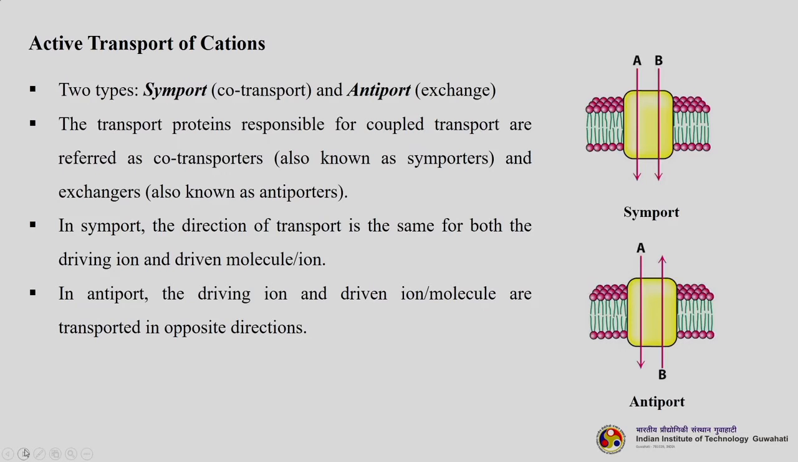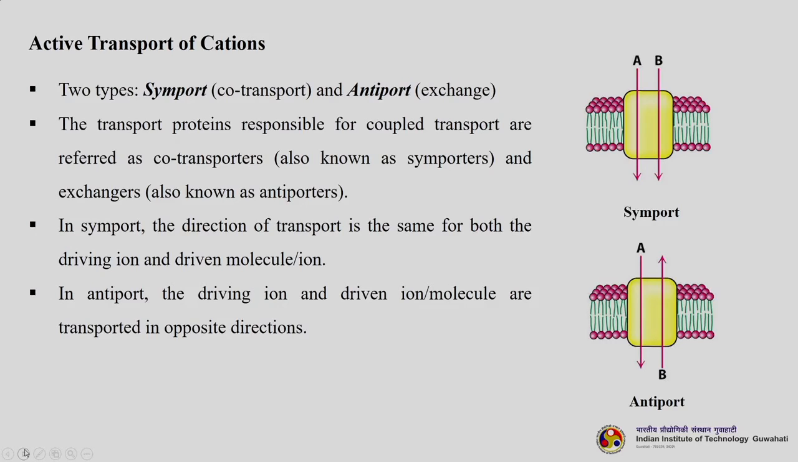So, now let us understand how cation transport happens. As I told you earlier about symport and antiport, here we will try to understand what symport and antiport actually are. So, there are two types of mechanism for cation transport. One is symport, which is also called co-transport, and another is antiport, which is called exchange. There is also something called uniport, in which one permeate is transported in a single direction inside a membrane. But we will try to understand symport and antiport.